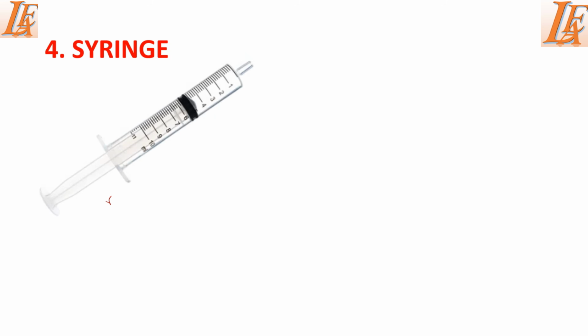The fourth apparatus is a syringe, and a syringe is a plastic or glass instrument with a plunger that draws in and pushes out liquid through a narrow nozzle. The parts of this syringe are a nozzle, which is very narrow, and this part here which we call a plunger. If you want to push the liquid out, you push the plunger in, and in this case it will push the liquid out of this syringe.